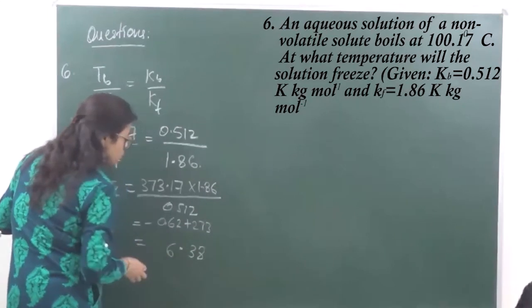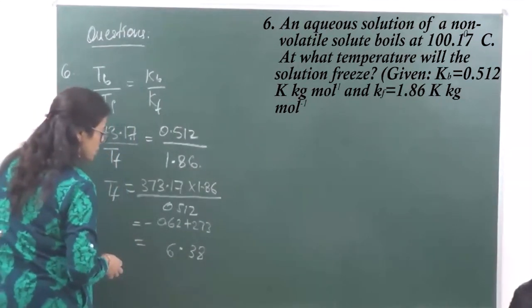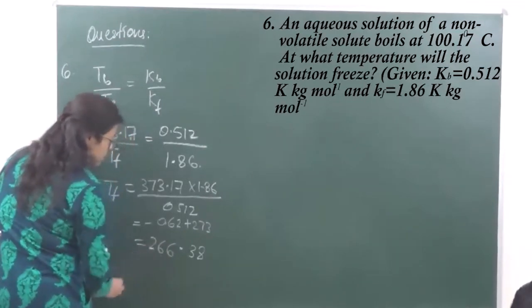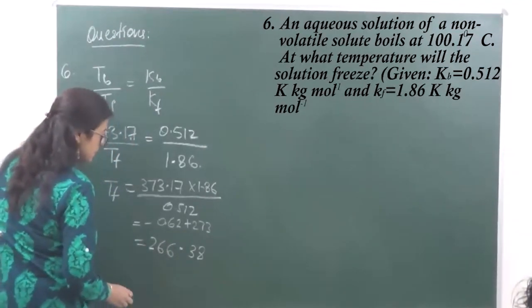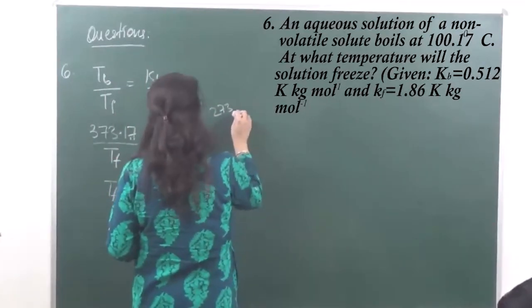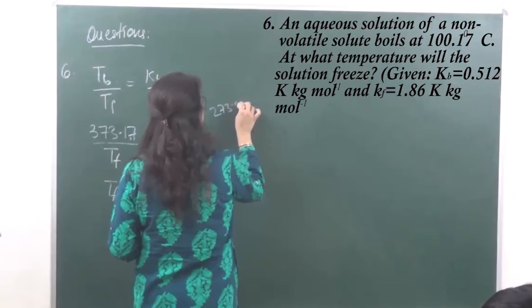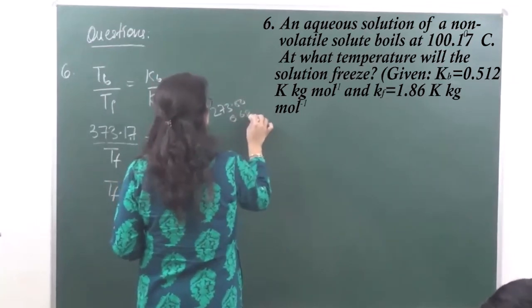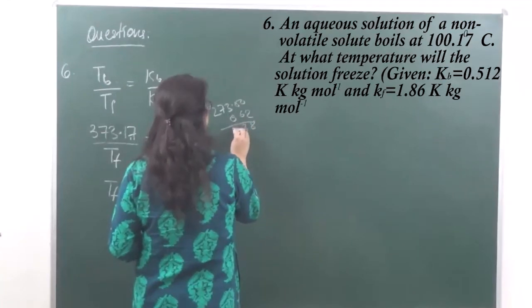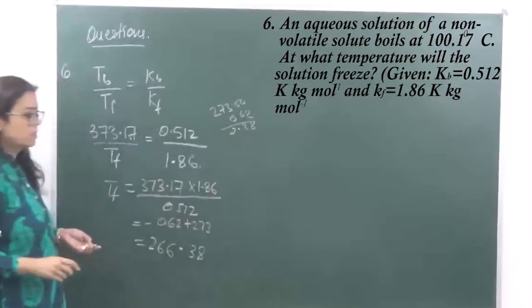How much will this come? 273 minus 0.62. 270. This much? .38.